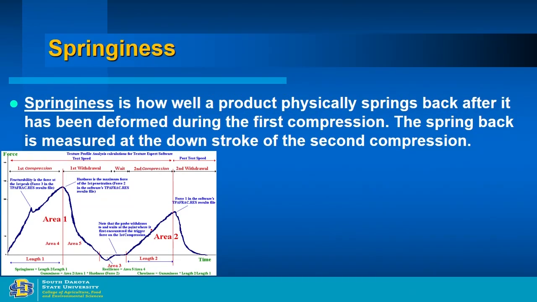Springiness is how well the sample springs back after it has been deformed during the first compression. So if you do a second compression, this is length 2 deformation, and the first compression length 1 is deformation. So length 2 to length 1 dictates the springiness. Typically springiness will be less than 100% because it's a viscoelastic material. For an elastic material, springiness will be 1. So your number should be 0 to 1 or 0 to 100%.